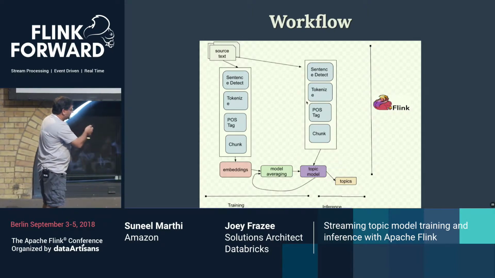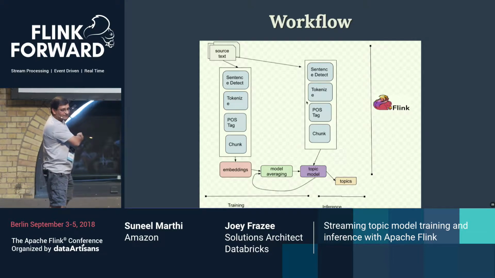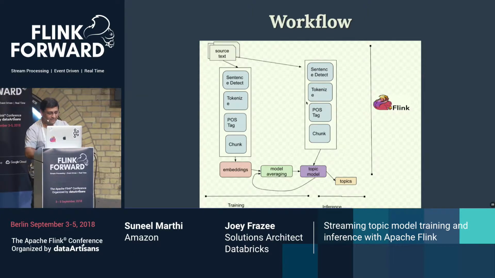Now, let's say you're doing inference. So this is the inference pipeline here. The inference pipeline goes to state, reads the model, and then calculates the topics, figures out what the topics are. So this is the training phase here, and this phase here is the inference phase. So the entire thing is running in a Flink pipeline. So let me switch to the code to see how this works.